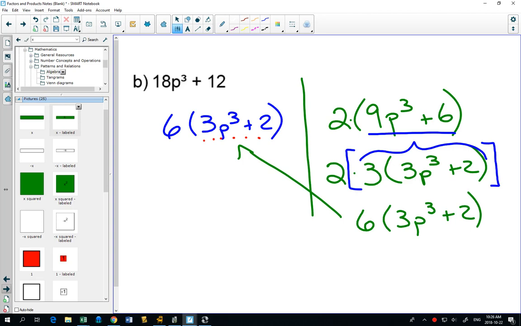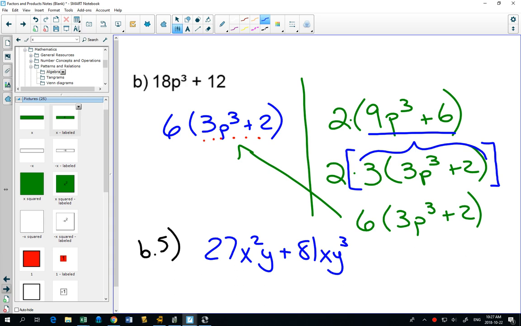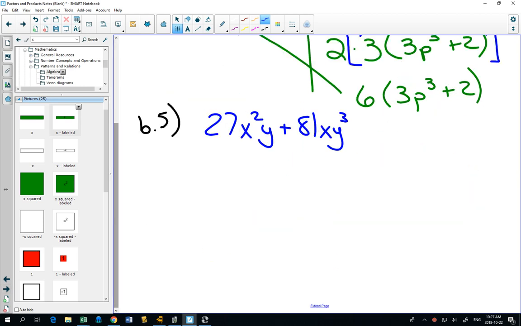Where does this happen more often? Is if I give you really, really big numbers, right? Like if I gave you, here we'll do question B.5, right in between B and C. If I gave you 27x squared y plus 81xy cubed, when you look at 27 and 81, what number do you see that they have in common from your times table? 9. Good. So you take out the 9. What variables? What would you take out? xy. And what would that leave me with? It would leave me with 3x plus 9y squared.